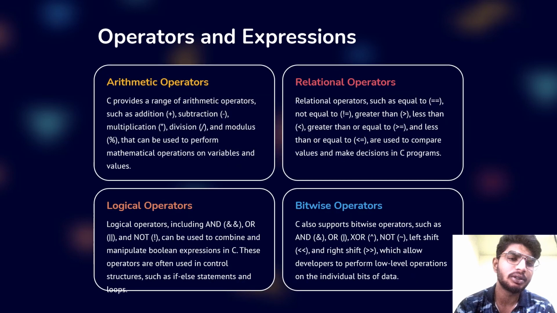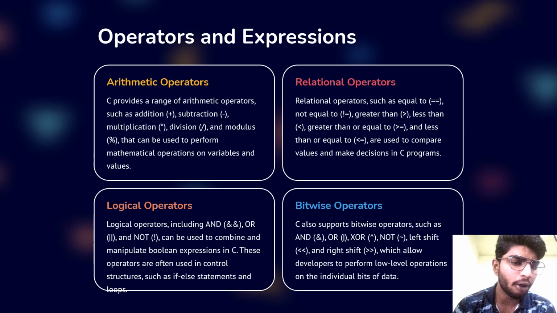Operators and expressions. Arithmetic operators. C provides a range of arithmetic operators such as addition, subtraction, multiplication, division, and modulus that can be used to perform mathematical operations on variables and values. Relational operators. Relational operators such as equal to, not equal to, greater than, less than, greater than or equal to, and less than or equal to are used to compare values and make decisions in C programs.